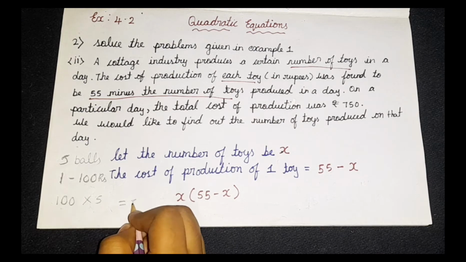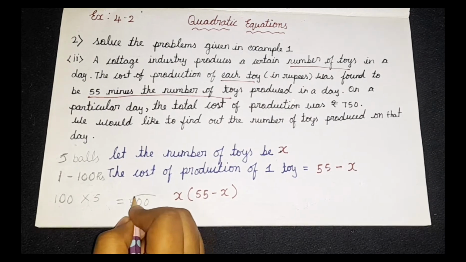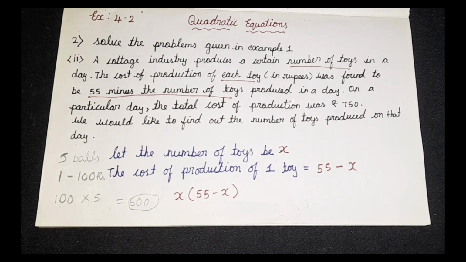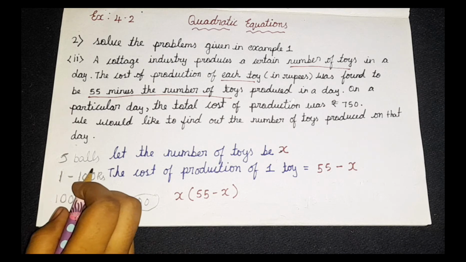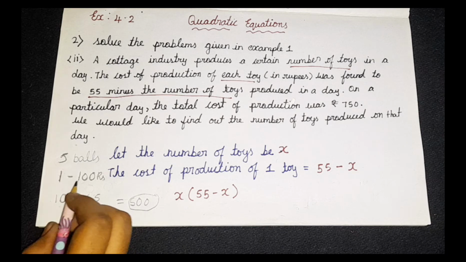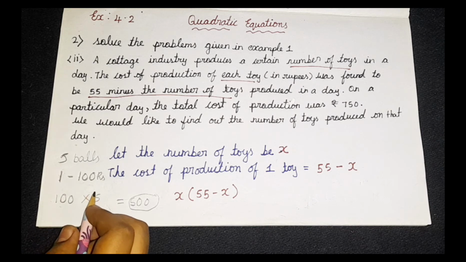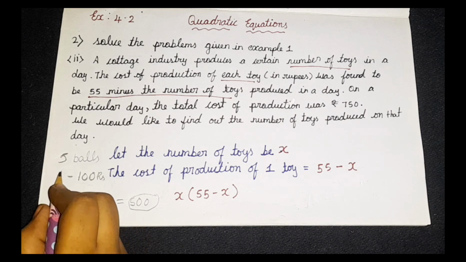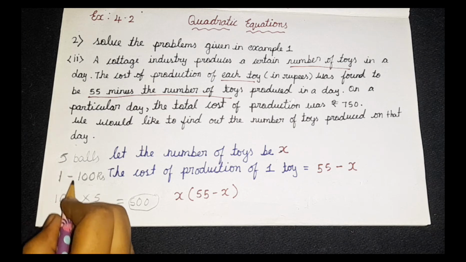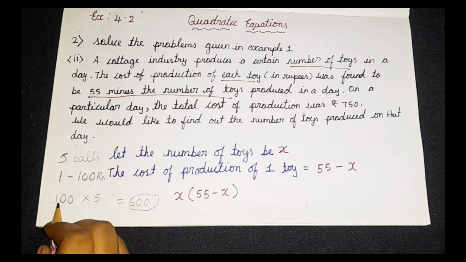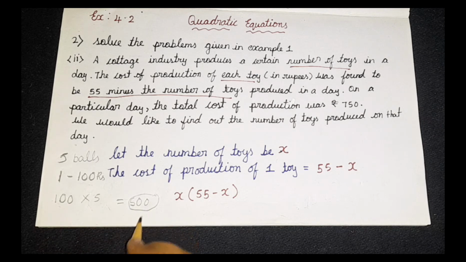So we are supposed to pay 500 rupees. Why? Because there are 5 balls in total, and one ball costs 100 rupees. If we want to know how much it costs to buy 5 balls, we just multiply them. So that is 100 into 5, and when we multiply it, we get 500.